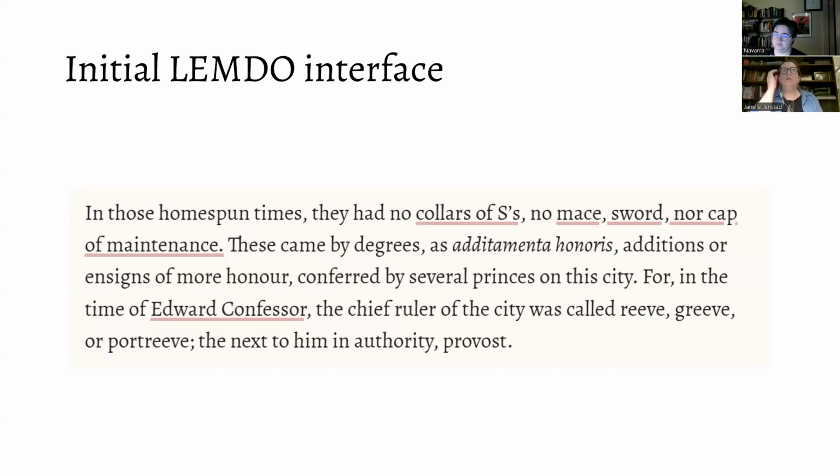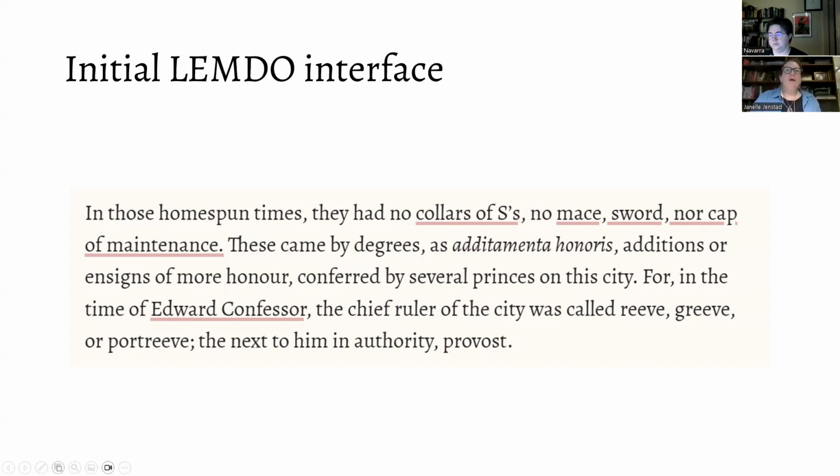This is the original LEMDO interface. We used underlining to mark things, which was a practice that we continued from the Internet Shakespeare Editions platform. We wanted to emulate what they had done in that case. There were various challenges with that. Overlapping annotations were starting to get messy, and it wasn't always clear how many things were being annotated. There might be a single underline masking the fact that there were actually 4 or 5 annotations there.